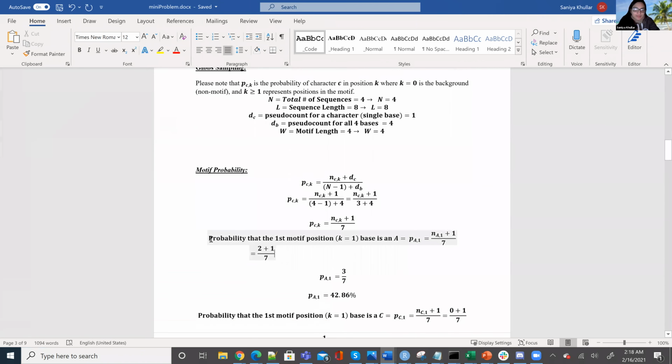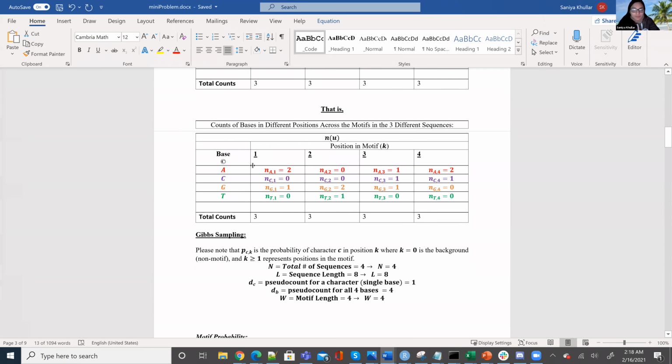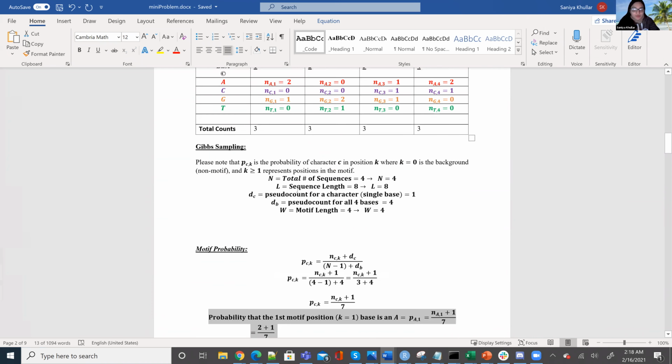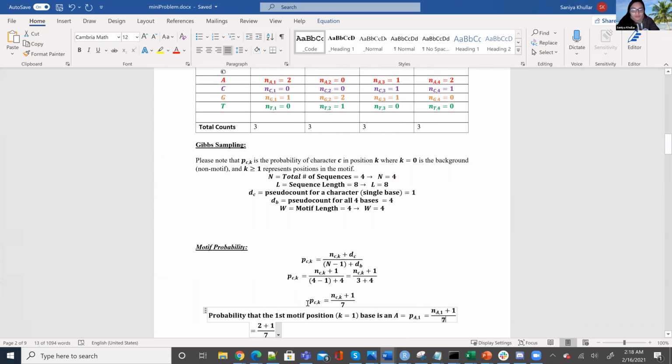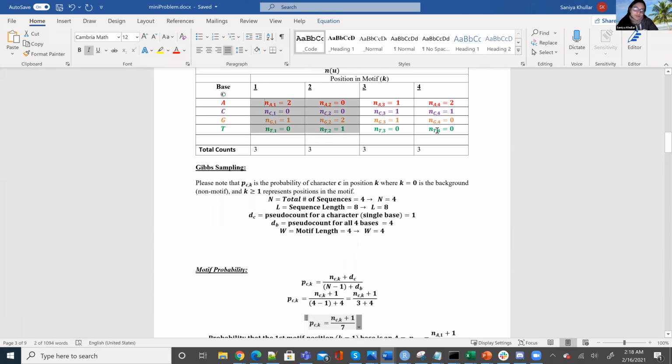So the probability in this case that the first motif position base is an A, I'm going to go back and use this table here to figure out what that is exactly. As you see here, I'm trying to use this formula now to find each of these positions. So I'm going to go through and convert all of these to probabilities. Essentially, this involves just me adding 1 to these numerator values and then dividing by 7. If we had this in Excel, this is the same thing as adding 1 to all these values and then dividing by 7.